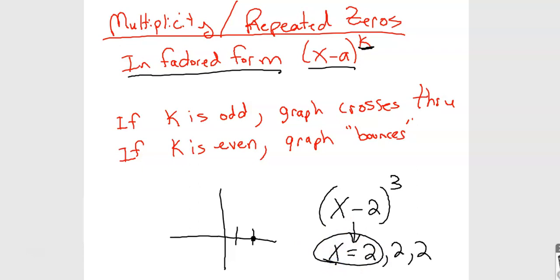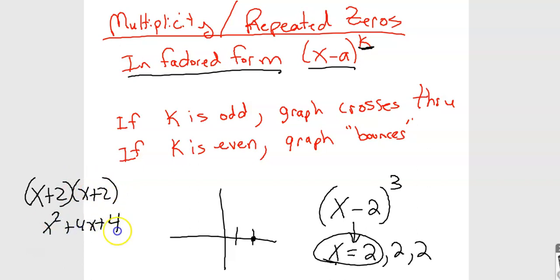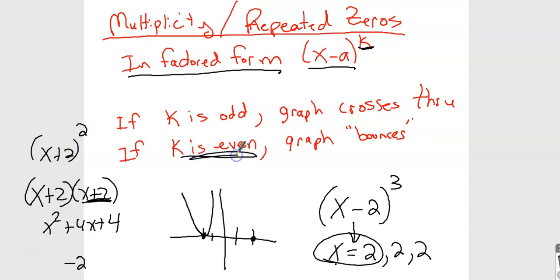I could take a polynomial and take x plus 2, and multiply them together, and it's going to get a quadratic. But it only has 1 zero, because when you set this equal to 0, you get -2 as the zero. So literally, it would look like this. It only hits the zero one time, because it repeats. So if k is even, just like what I just did, then the graph bounces.